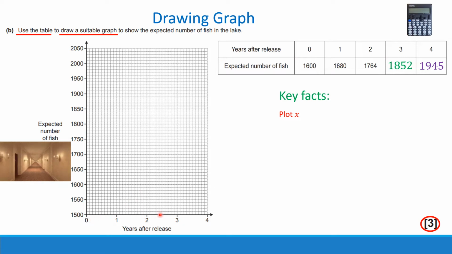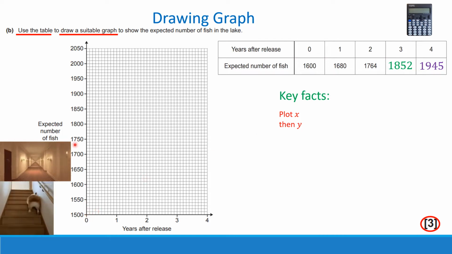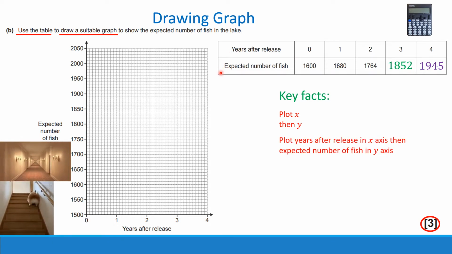Remember, we go along the corridor and then we go up the stairs. So we plot x, then we plot y. So up the stairs we have got the expected number of fish. So we're plotting the years after release against the expected number of fish.